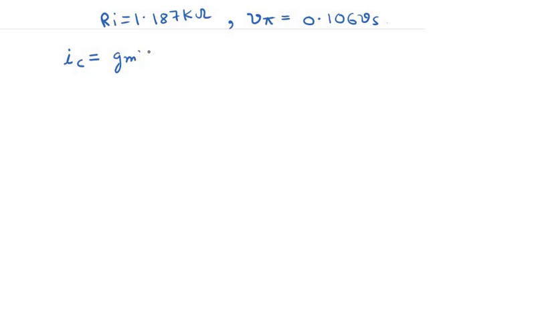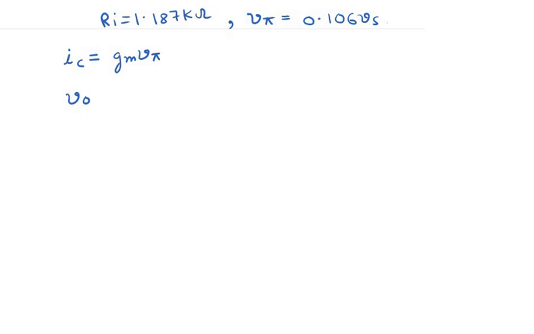Okay, so we have two pieces of information up to now. One is this Ri, which is 1.187 kilo ohms, and another is that this V pi is basically equal to 0.106 Vs. So these two we have already calculated. The AC component of the collector current IC is basically equal to Gm V pi, and Gm is basically equal to 73.85 millimho.